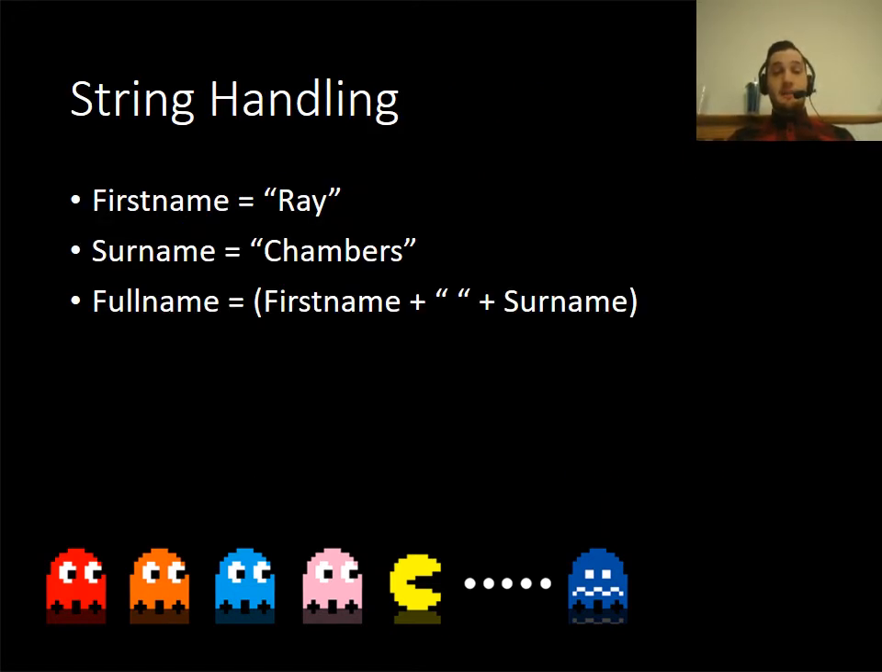String handling example here. You've got first name equals Ray in speech marks, surname equals Chambers, and what I can do is have a variable called full name, and I can combine both of those by using the plus operator. So I could join both of those together. String handling is important. You need to be able to do this because in many of the exam questions they ask you to repeat stuff back. So I might have something in speech marks plus another variable, okay?